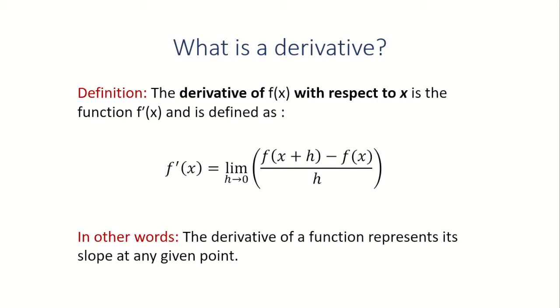The derivative of f of x with respect to x is the function f prime of x and is defined in the following way. We're going to explain to you what this means exactly, but for now, what's important to know is that the derivative of a function represents its slope at any given point.